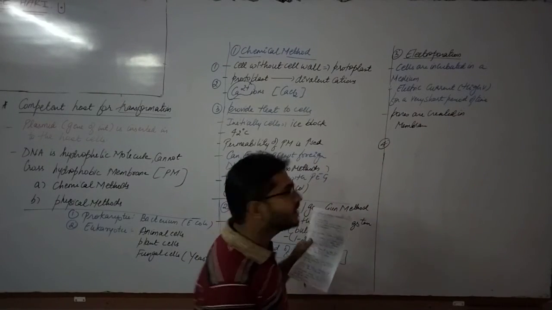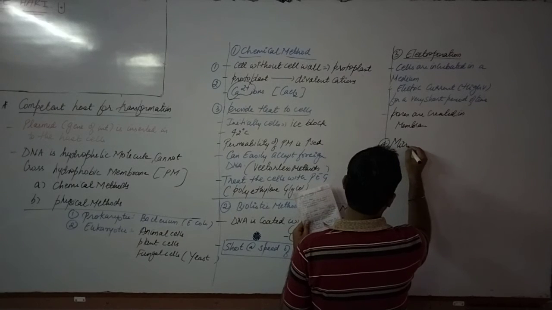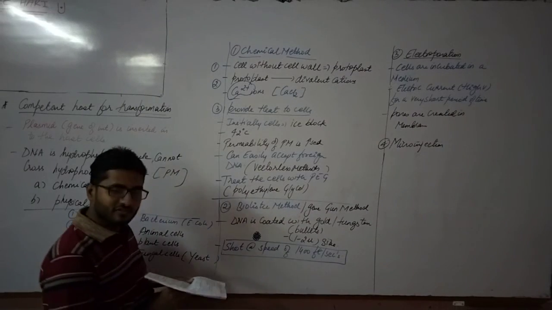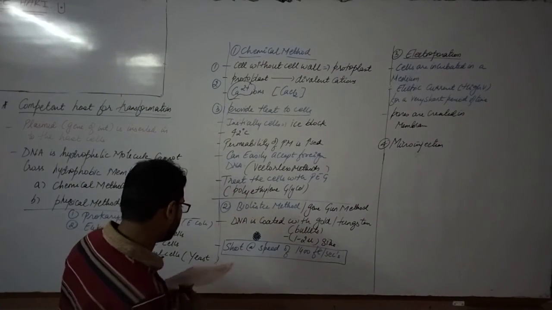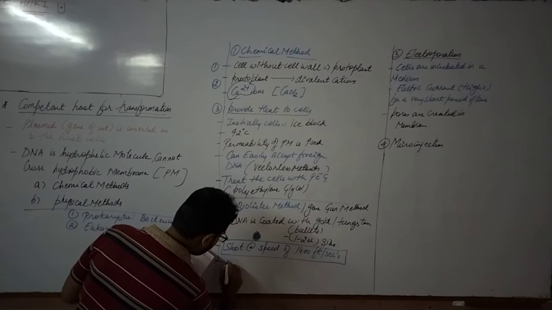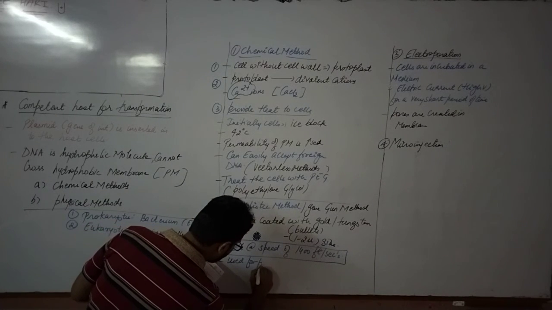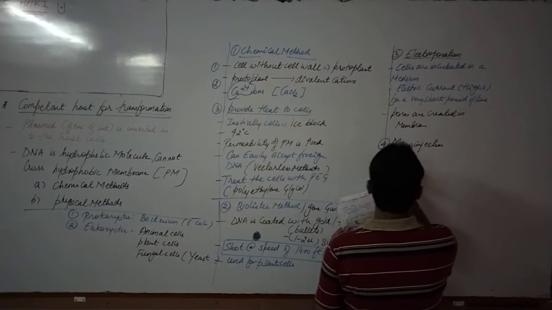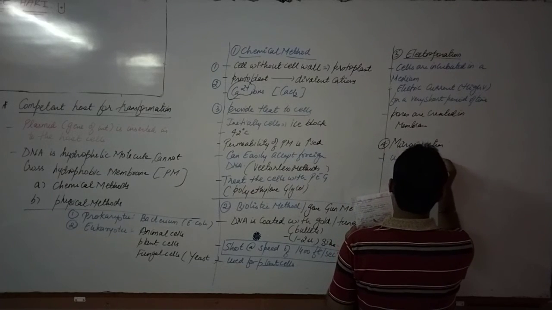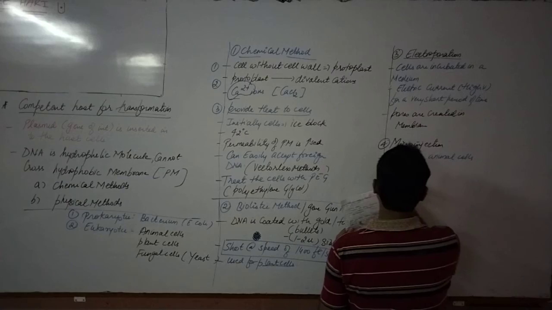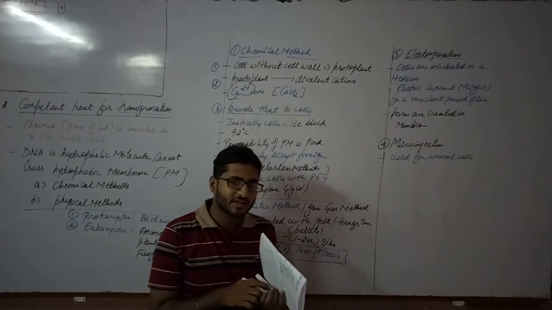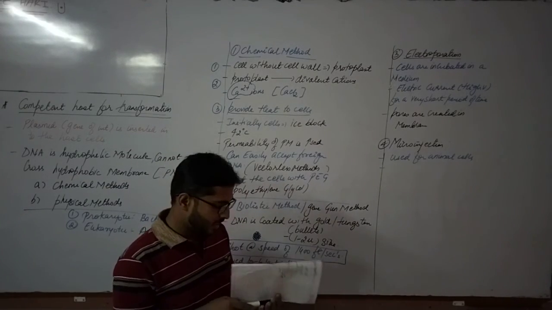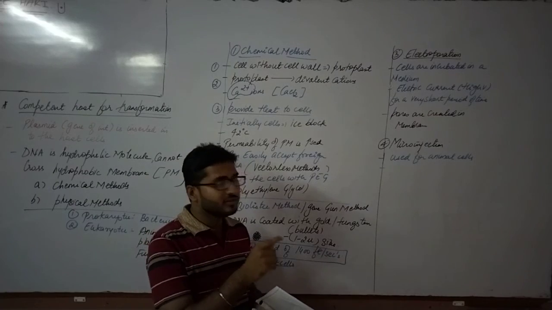Then the fourth method is the microinjection method. One more thing, this biolistic or gene gun method is widely used for plant cells, and microinjection is generally used for animal cells, like when we are doing the IVF technique, using the zygote or the egg or the ovum cell, we need to insert the sperm directly into the nucleus of the ovum.